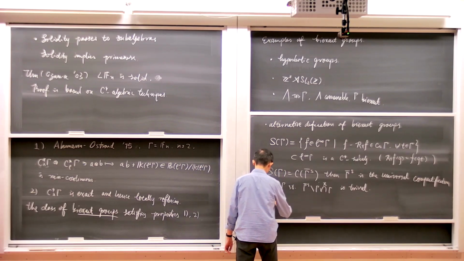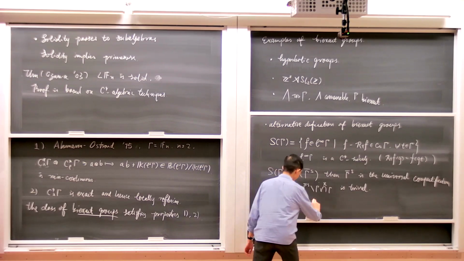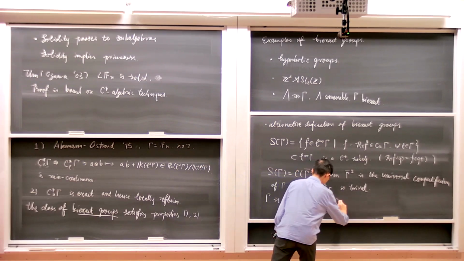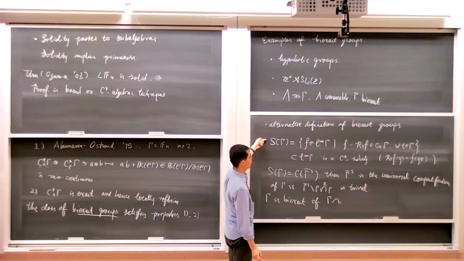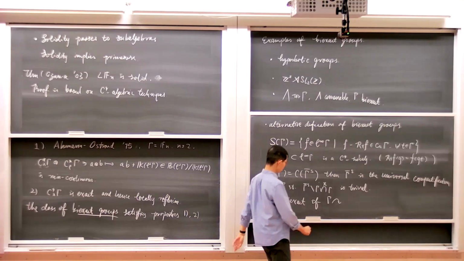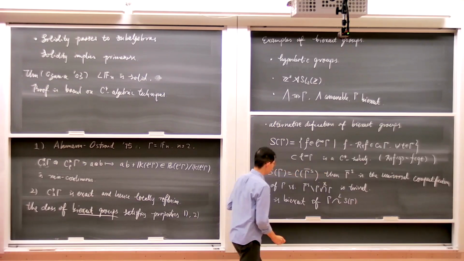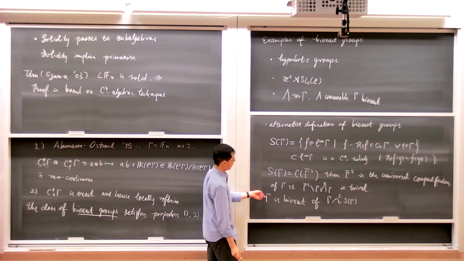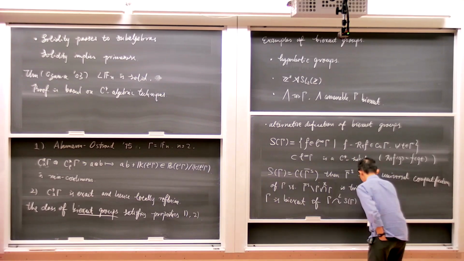So gamma is bi-exact if the left action. So we have the left action on L infinity of gamma, and you can check that this subalgebra is actually going to be invariant under the left action. So we can restrict the left action to this subalgebra here. So the thing is that we can recognize bi-exactness by looking at the left action of gamma on this algebra.